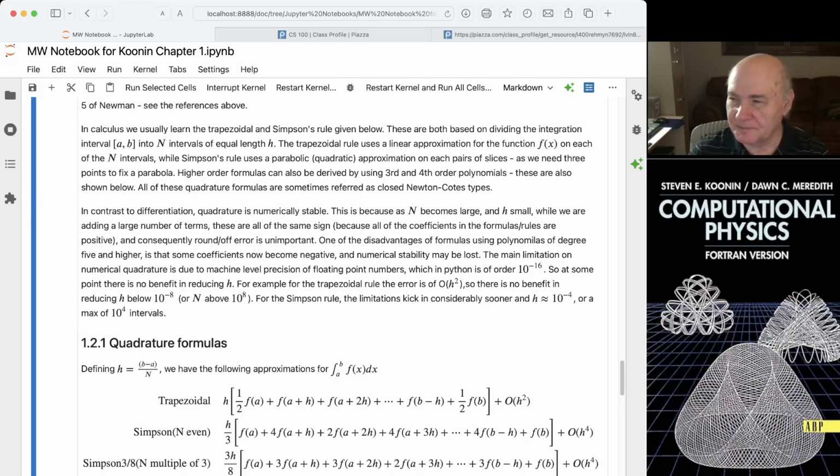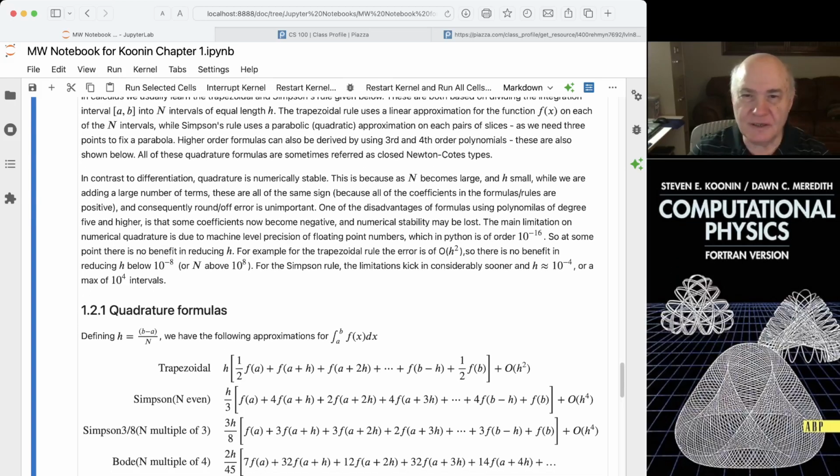Very easy to do. Simpson's rule uses a parabolic approximation, a second-order quadratic polynomial, and it uses 3 points, and it uses 2 intervals side by side. And then higher order formulas use higher order polynomials and more points.